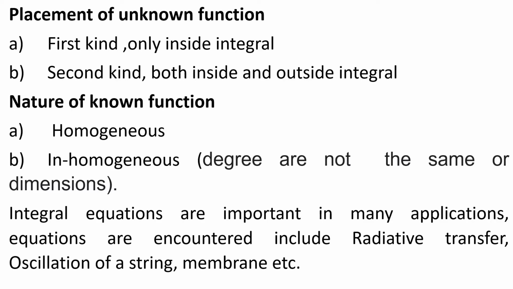Similarly, there is the placement of the unknown function. In the first kind, the unknown function is only inside the integral, and in the second kind, the function can be inside the integral and also outside. Then the function can be homogeneous or non-homogeneous. Both types can be there. Homogeneous means the degrees are the same, like x square and xy, both of degree two. And if the degrees are not the same, then it is inhomogeneous.